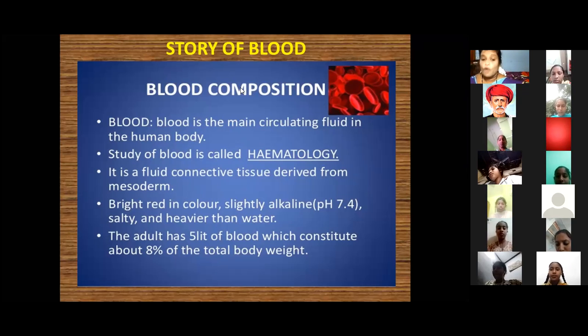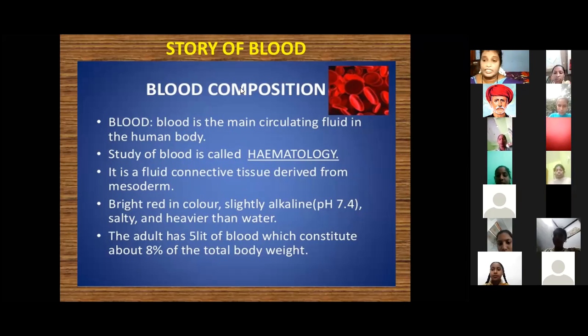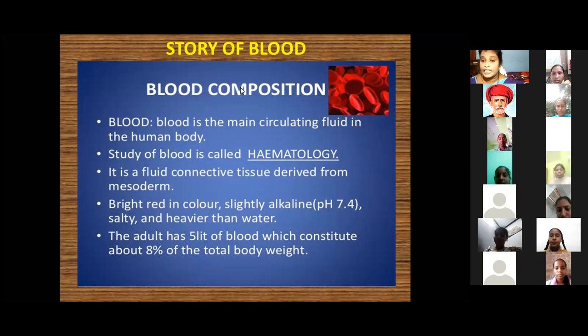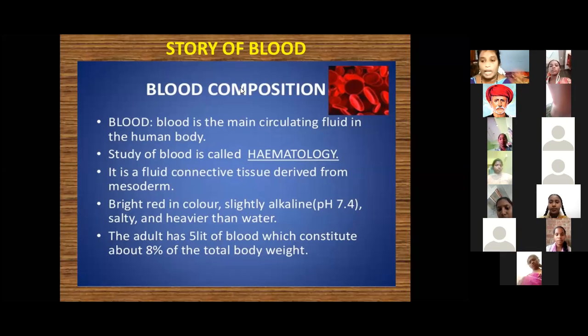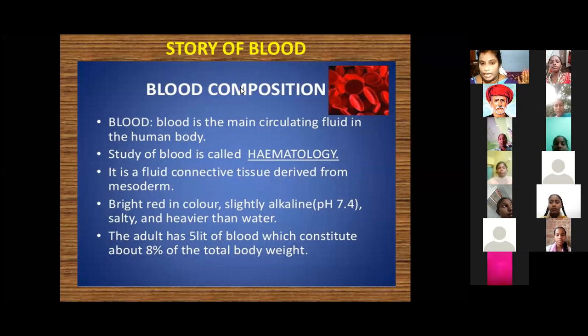The adult has 5 liters of blood, which constitutes about 8% of the total body weight. That means in our body, the blood weight is about 8%. The adult, పెద్దవాళ్ళు అయితే, minimum of 5 liters of blood. పెద్దవాళ్ళంతా కూడా మనకు 5 లీటర్ల బ్లడ్ ఉండాలి. సాధారణంగా మనం గ్రామ్స్ లో చెప్పాలంటే 8 to 14 grams వరకు మనకు శరీరంలో బ్లడ్ పర్సంటేజ్ ఉండాలి. This is the normal percentage of the blood. ఓకే మా?